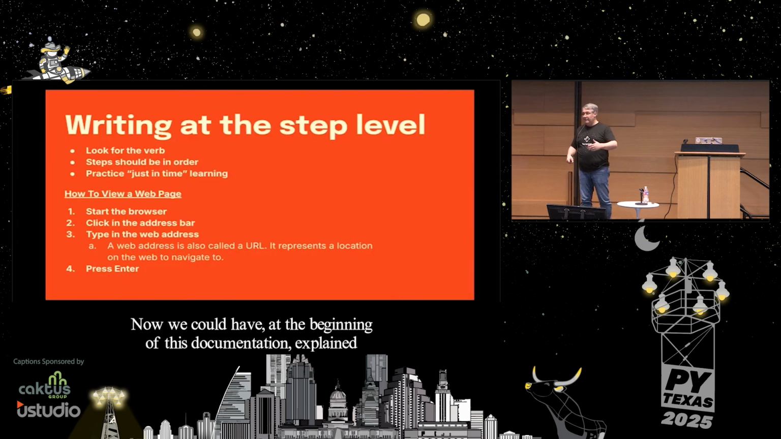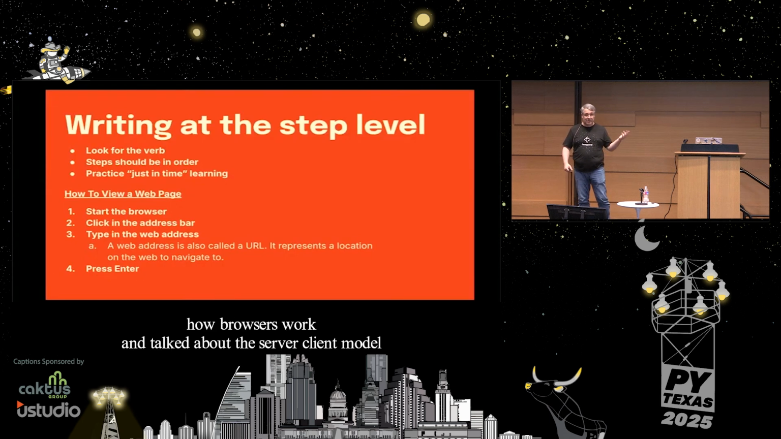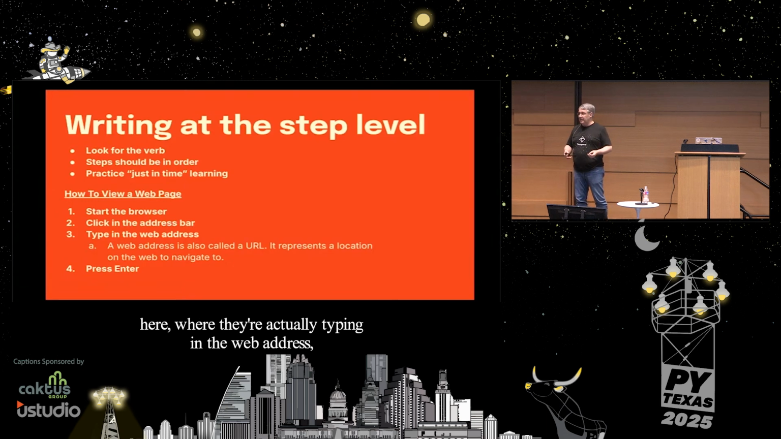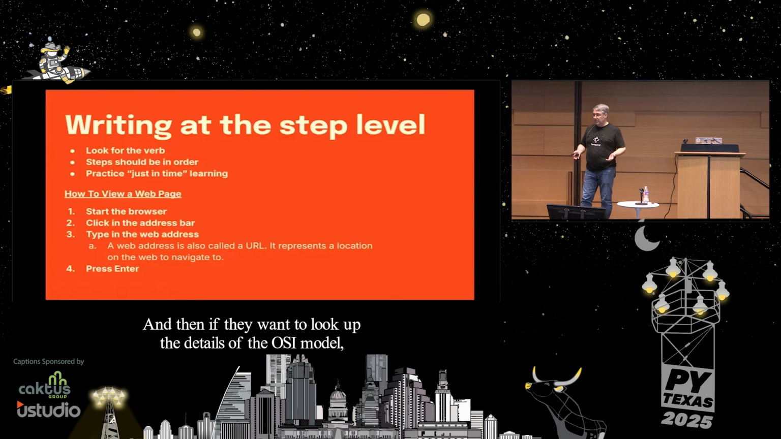Now, we could have, at the beginning of this documentation, explained how browsers work and talked about the server-client model and IP addressing and the OSI model and all of that. But that wouldn't have done our time traveler any good at the beginning of the documentation. Here, where they're actually typing in the web address, we give them just the information they need to know to continue the task. And then if they want to look up the details of the OSI model, maybe we'll provide a link and God help them.